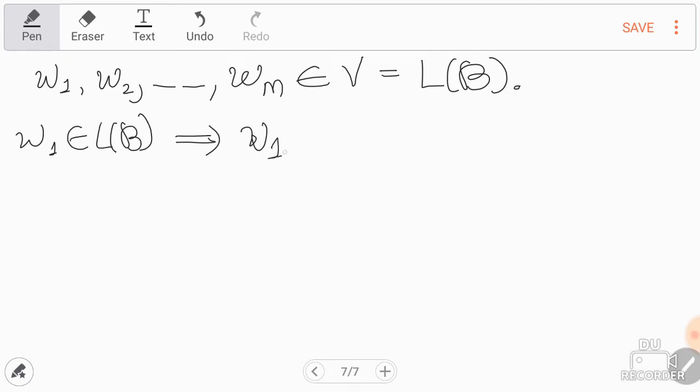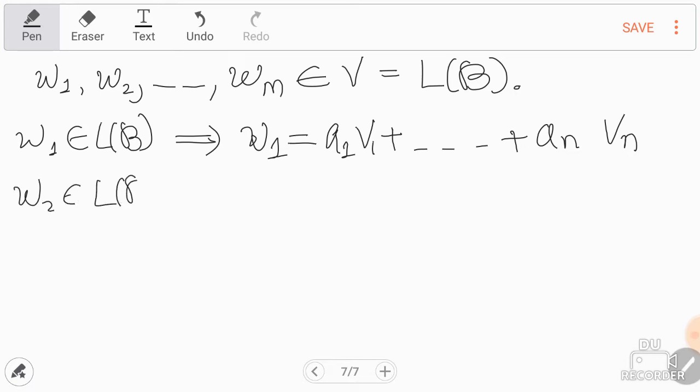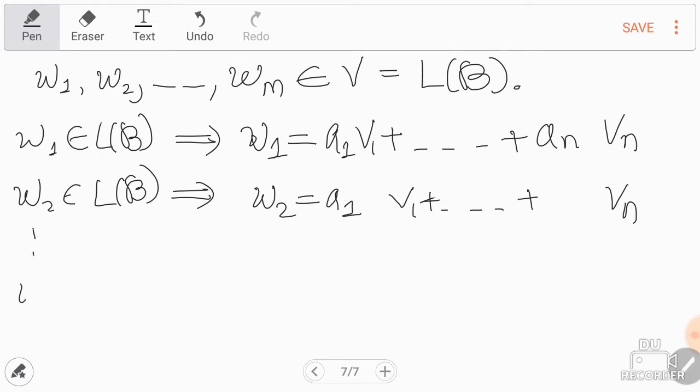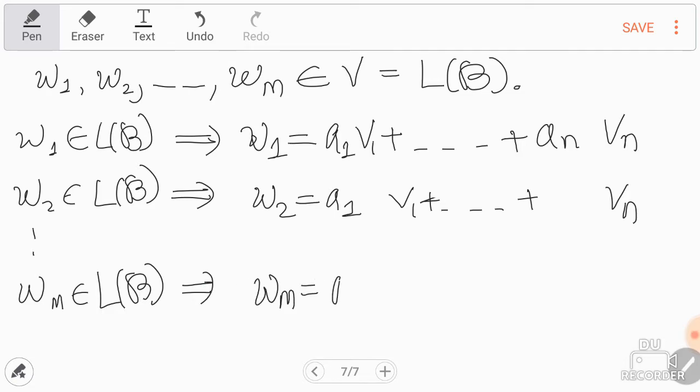Now what will W1 belonging to L of B mean? It would mean that W1 can be written as a linear combination of vector V1 up to, we'll need n scalars, up to the vector Vn. What would W2 belonging to L of B mean? It will mean that W2 can be written as again a linear combination of V1 up to Vn, and so on. We have Wm belonging to L of B. The same thing happens to Wm. It can be written as a linear combination of V1 up to Vn.